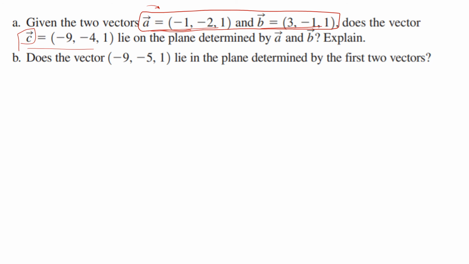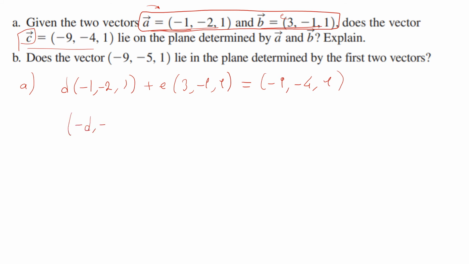For this one, I'll just say d and e, not to confuse with the vectors. So for part a, I'm going to say d times (-1, -2, 1), and let's say e for this, so plus e times (3, -1, 1), and I know this will equal (-9, -4, 1). All I need to do is distribute. When I do that, I'm going to get -d, -2d, and d. And from here, I'm going to get 3e, -e, and e. And this will equal, again, (-9, -4, 1).